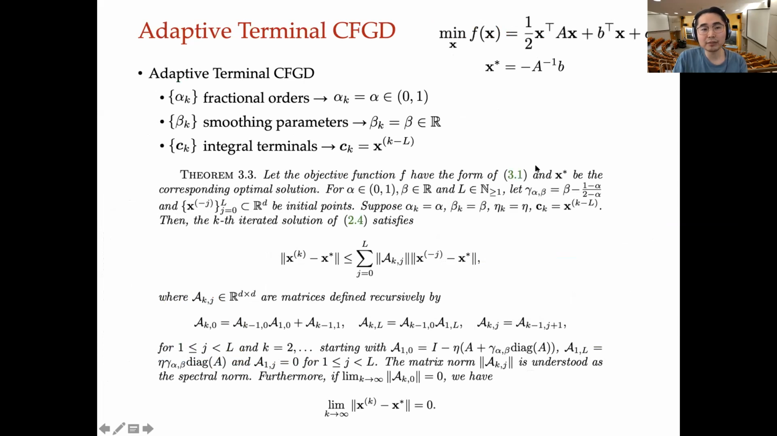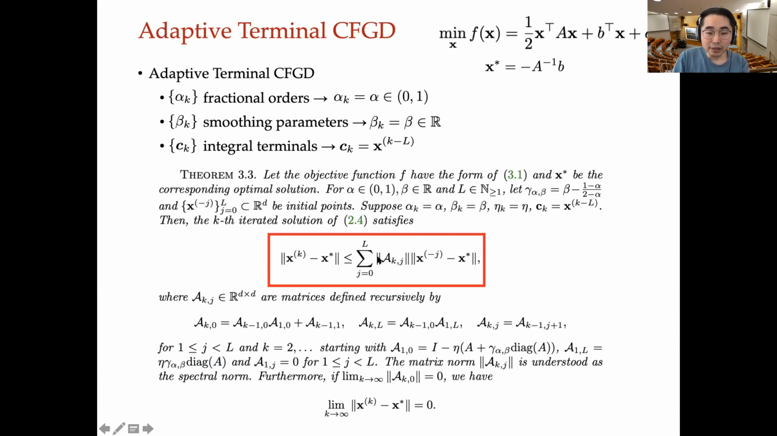The adaptive scheme is proven to converge to the stationary point of the original objective function, which is A inverse times B. The adaptive terminal sets alpha and beta to be constants, and the integral terminal to be the previous iteration. And this is our error bound.